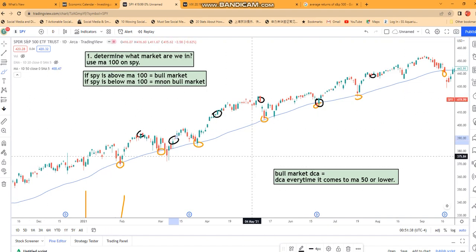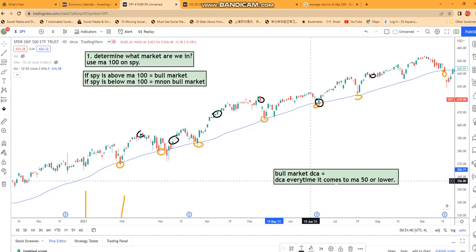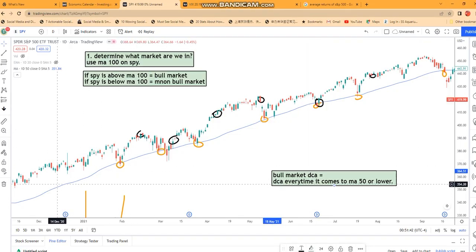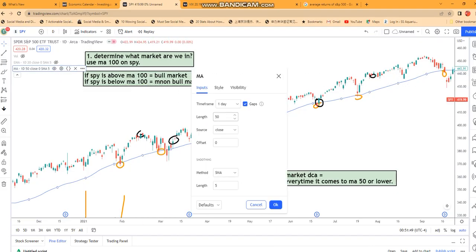All right. So same thing. Now 2021 is done. 2022. So you can see that if SPY is below MA100, it's called a non-bull market. I'll change this back to 100.